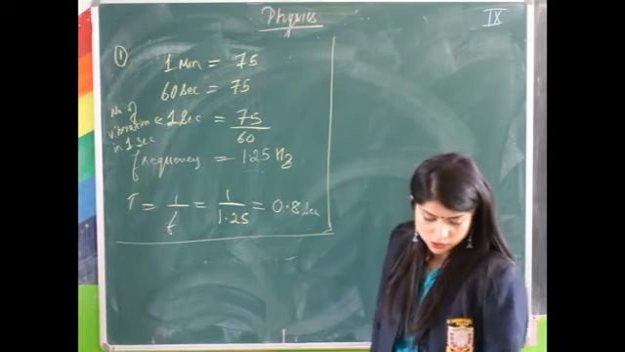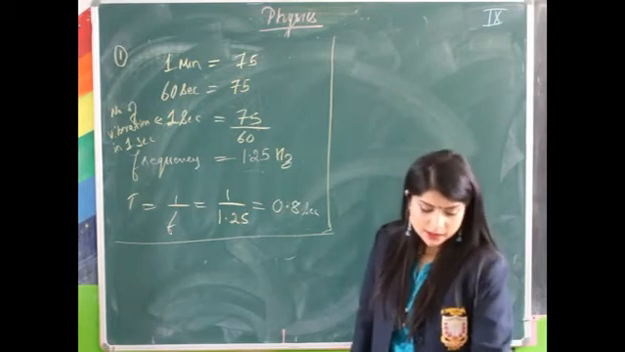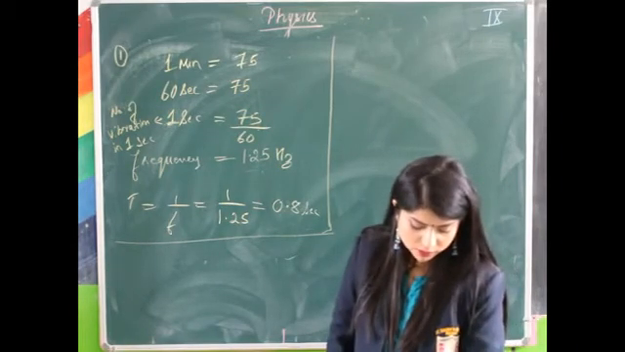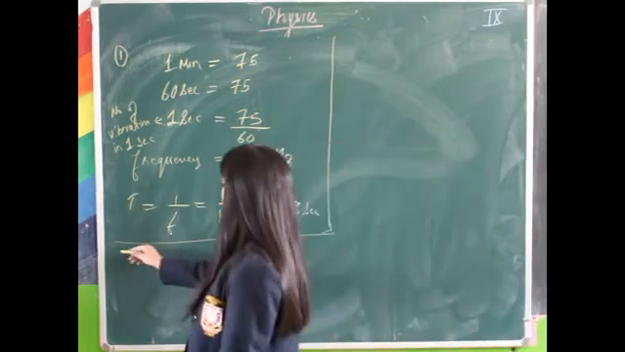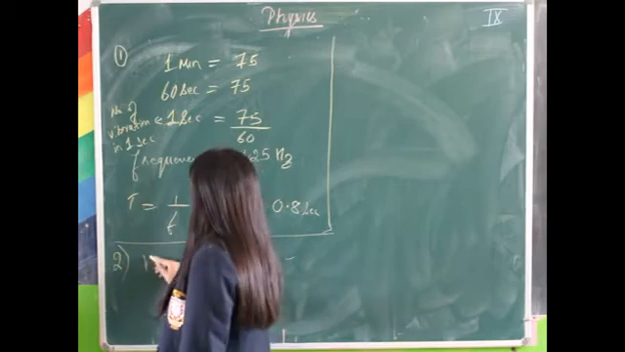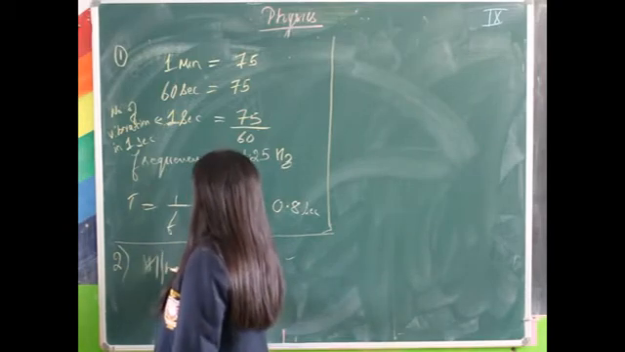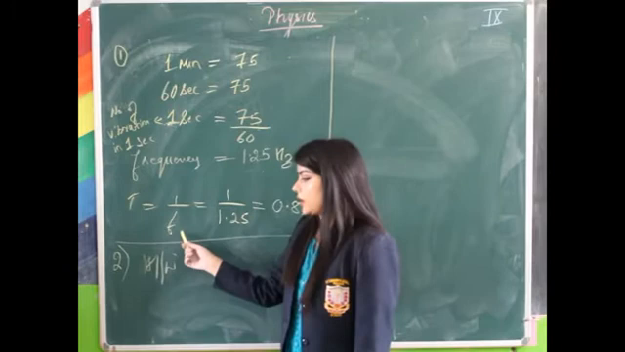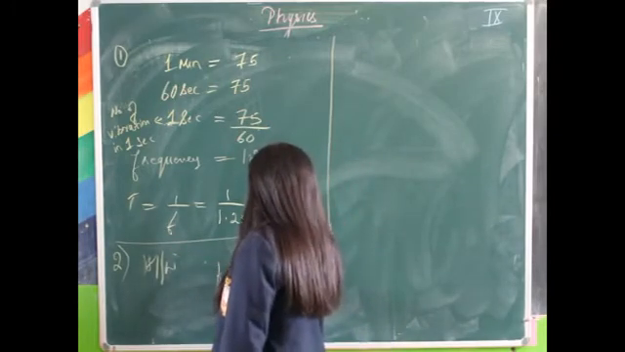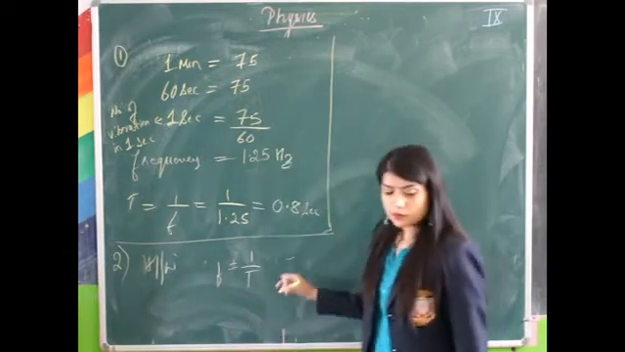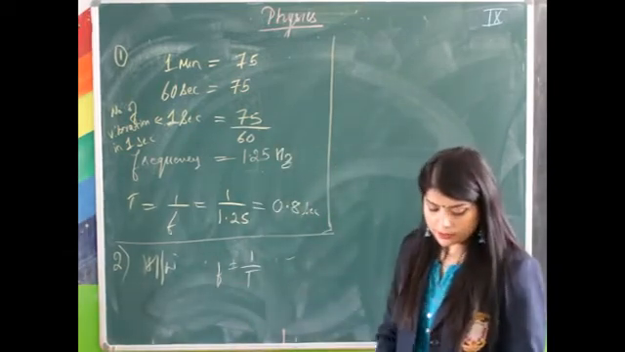Now question number 2. It's the same. The time period of the simple pendulum is 2 seconds. Find its frequency. Question number 2 is your homework. Remember that, because it's very similar to question number 1. Time period is given. Simply you have to find the frequency. So for question number 2, you use the formula: frequency is equal to 1 by time period. Just put the values and you will get the answer.